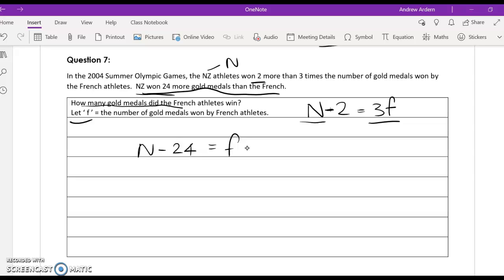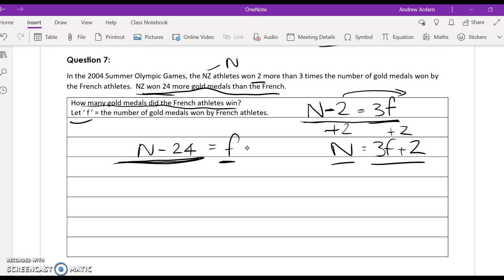How many golds did the French athletes win? So I actually want to know the answer to F. So if I want to know the answer to F, I need to solve this part of the problem. So what I could do is work out what N equals by shifting that 2 to the other side of the equation, adding that to that side and that to that side, and that will give 3F plus 2. The New Zealand golds will equal 3 lots of French golds plus 2. Just shifted the 2 across.